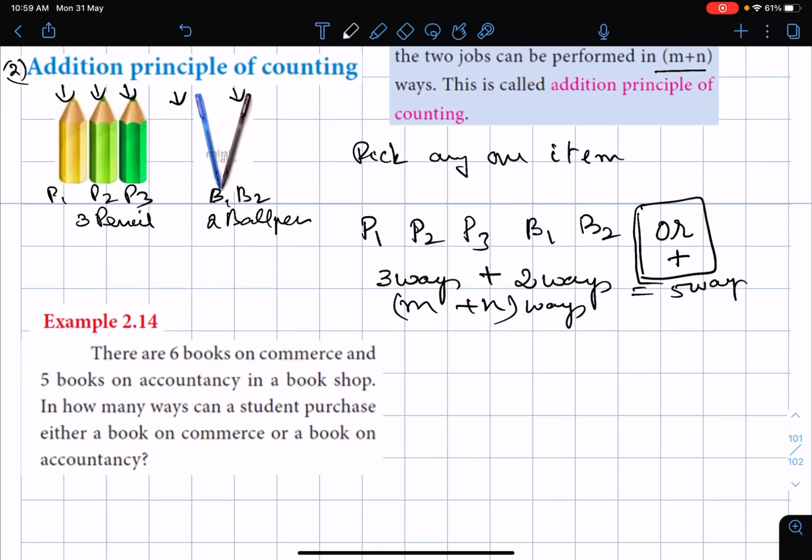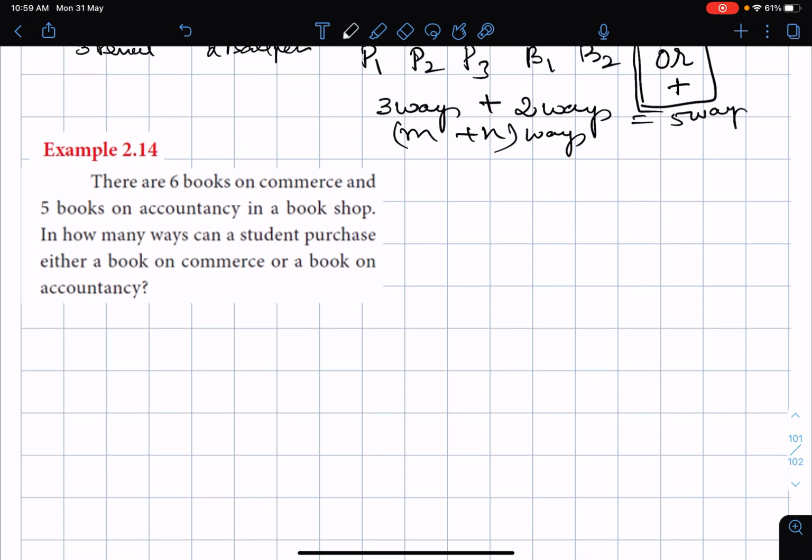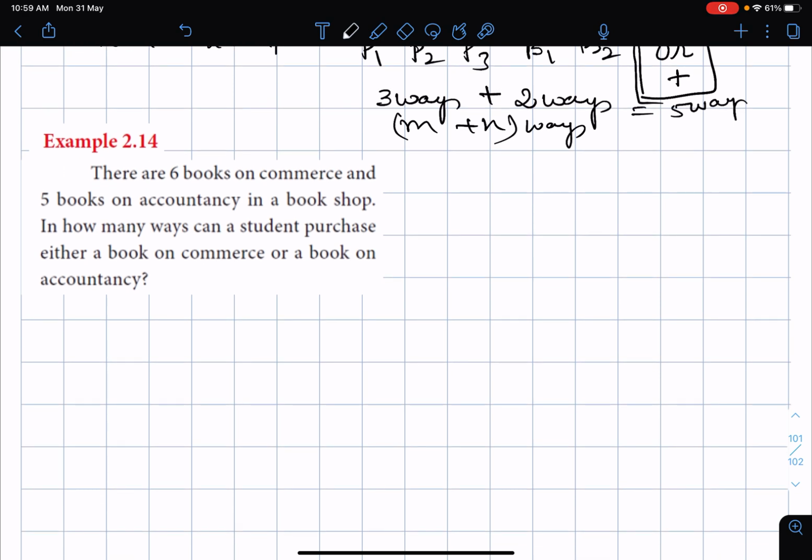Let us see one example from the book. Example 2.14. There are 6 books on commerce. Commerce I will name as C and accountancy I will name as A. For commerce you have 6 and for accountancy you have 5. Now what is the question? In how many ways can a student purchase either a book on commerce or a book on accountancy? So the given is or. Always remember or means plus. This is important. Whenever you get a question with either or, then it is going to be the addition principle.